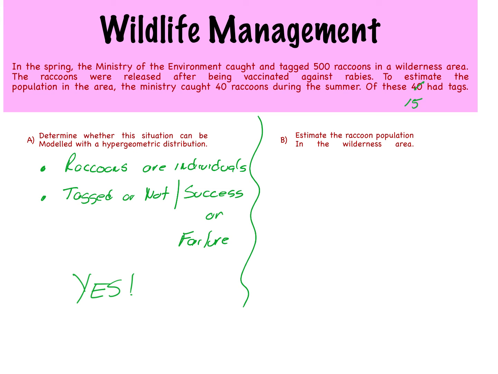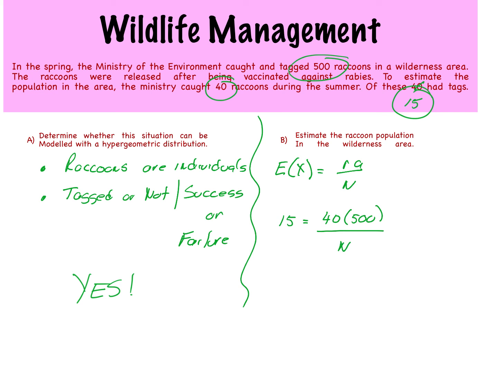So now let's estimate the raccoon population in the wilderness area. So our general formula is RA over N. Well, we expect 15. We have 40, and we have 500. 40 raccoons were caught, 500 were tagged. We want to know how many there are in the total population based on our sample size.